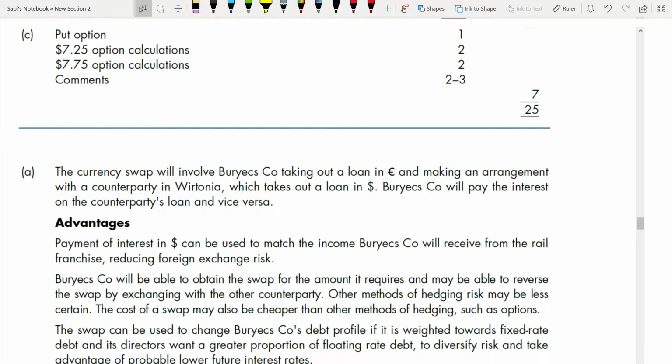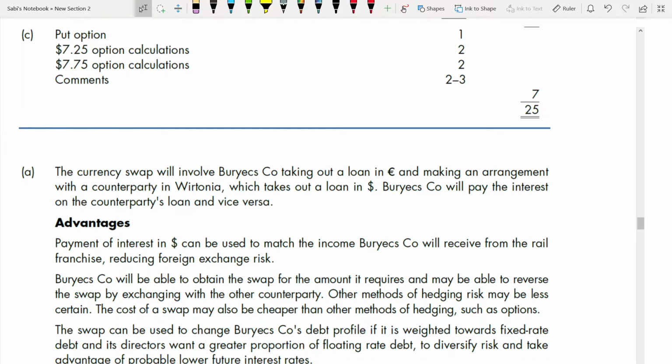But if you choose to write an introduction like this of what a currency swap is, make sure that you don't waste so much time writing the introduction. It should not be too long, just one line or two lines, not more than that, because you have to go directly to the advantages and disadvantages without wasting time.